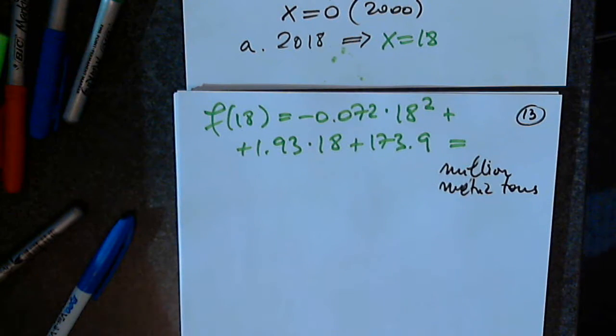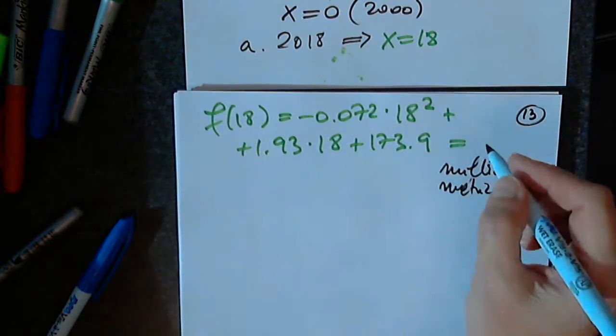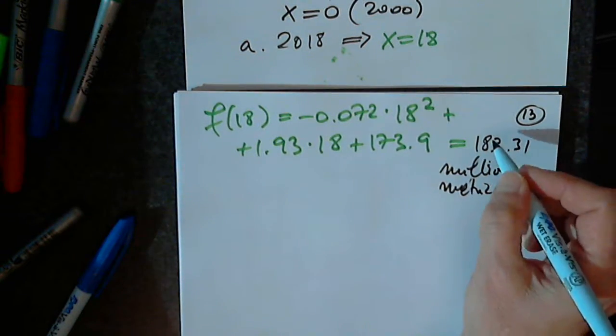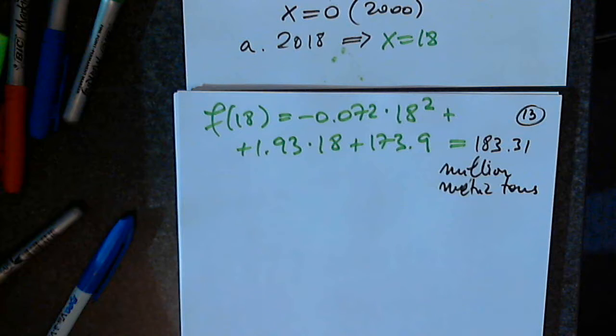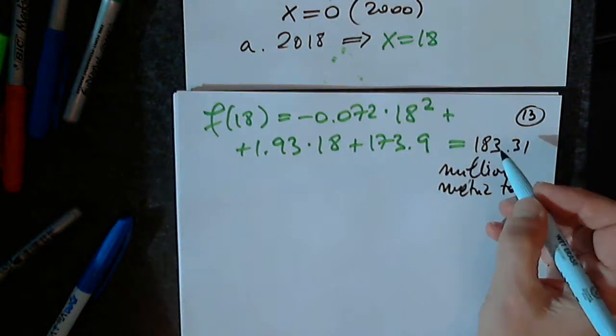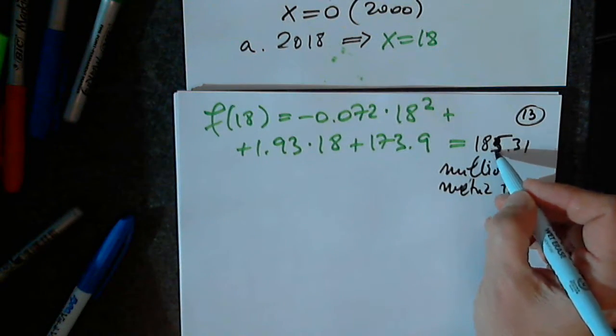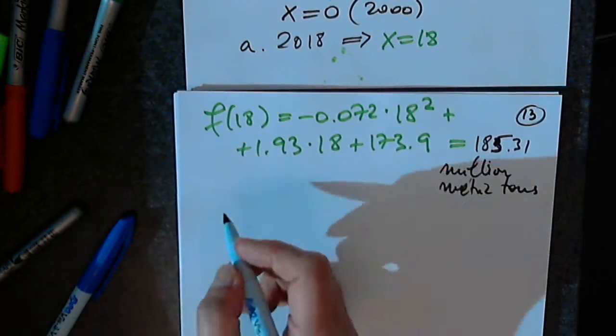Okay, I'll do it myself. I got 185.1. Good. If two people got it, I trust you. 185.1, yeah. I think that's good.